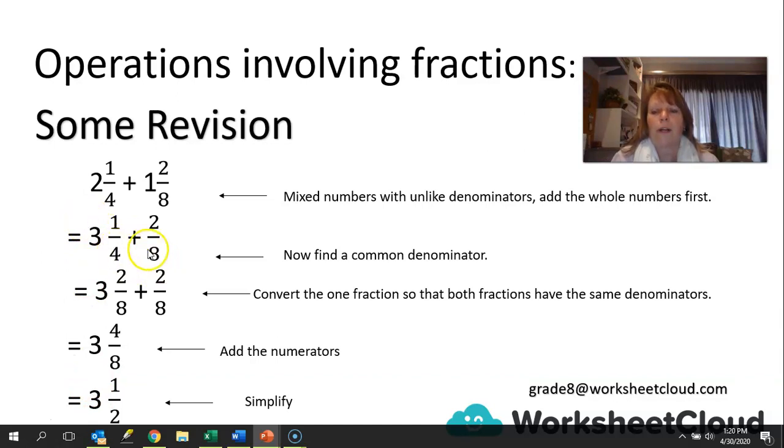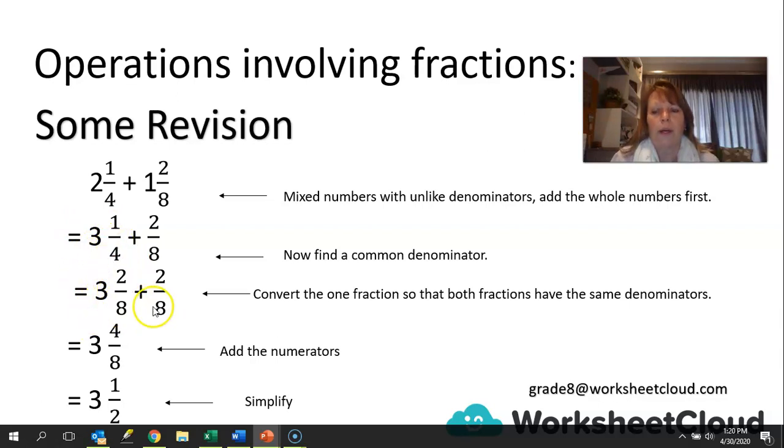Okay, I then found a common denominator and I converted my fraction that didn't have the denominator that I found to something that is the same. It is an equivalent fraction. So a quarter is the same as 2/8, as you can see there. 2/8 is equivalent to a quarter.